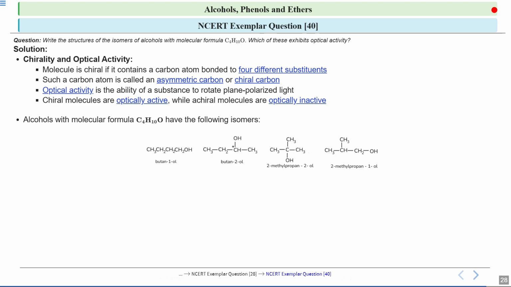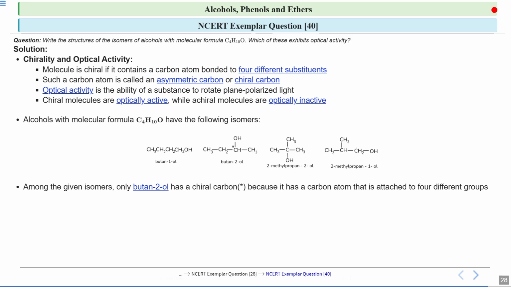If you look over here, this is 2-methylpropan-2-ol. On the second position, there is a methyl group attached and 1 OH group attached. So the numbering is 1, 2, 3. So this is 2-methylpropan-2-ol. Next isomer, if you see over here, is 2-methylpropan-1-ol. If you do the numbering, 1, 2, 3, on the second position a methyl group is attached, and on the first position the OH group is attached. So these are the 4 isomers possible for the molecular formula C4H10O.